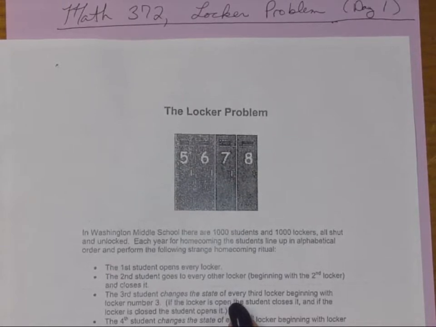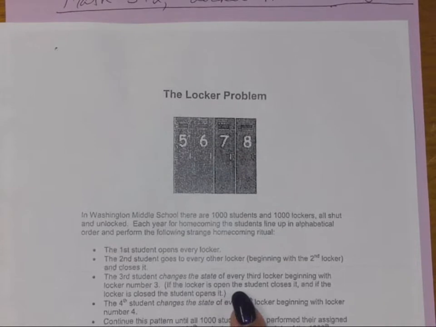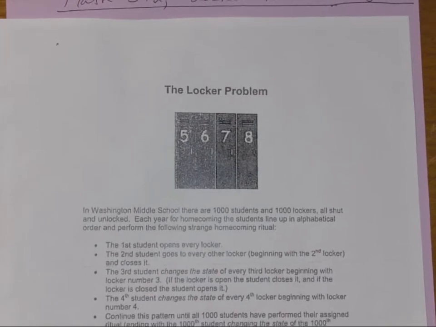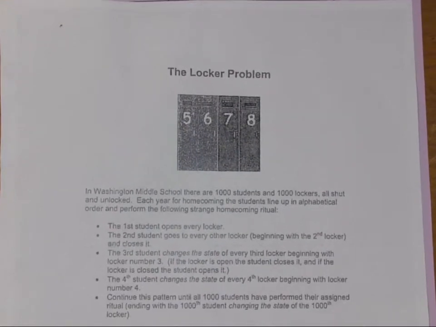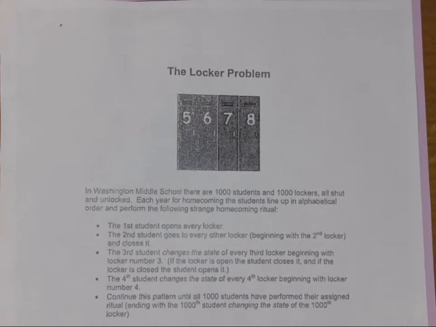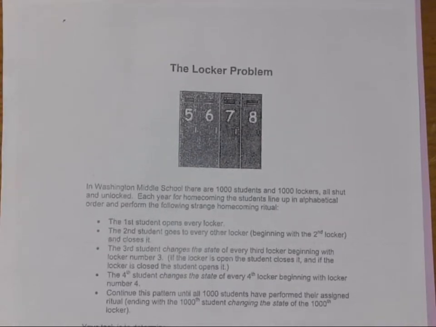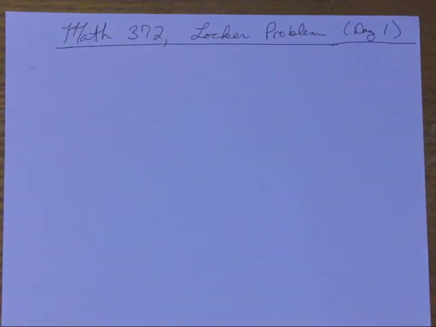The third student changes the state of every third locker, beginning with locker number 3. And it says if the locker is open, the student closes it. If the locker is closed, the student opens it. So we'll talk about that. And it continues: the fourth person does that to every 4th locker, the 5th person to every 5th locker, and so on and so forth until the 1,000th person changes the state of the 1,000th locker. Okay. So we're going to talk about what that looks like for us in the locker problem.